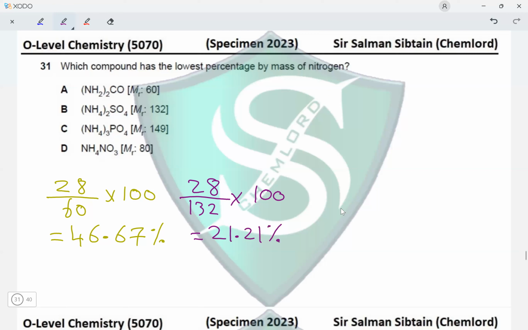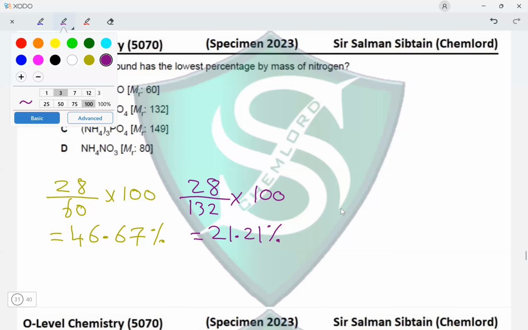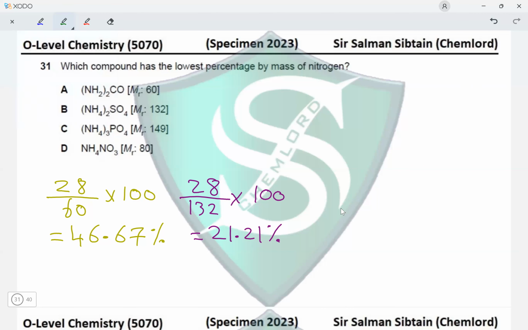Moving on to option C, we have 3 moles of nitrogen atoms present. So 14 threes are 42. 42 would be the numerator divided by 149, which is the MR of the salt, into 100. And this would give us a percentage value of 28.19.